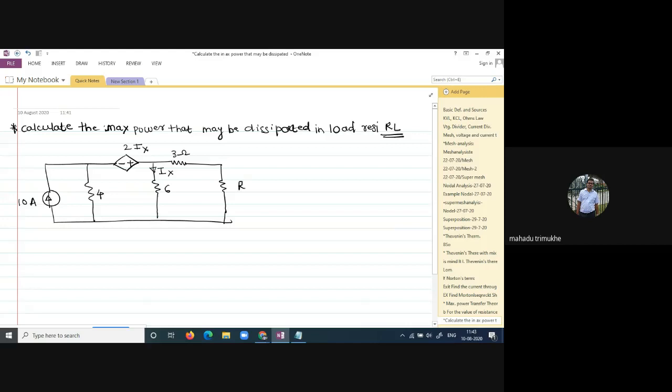What is your RL? Fine. Okay, then the aim is what? You have to calculate the maximum power that may be dissipated in the load resistor RL. Then in step one, you calculate VTH, then RTH, then RL, and then you have to calculate Pmax.